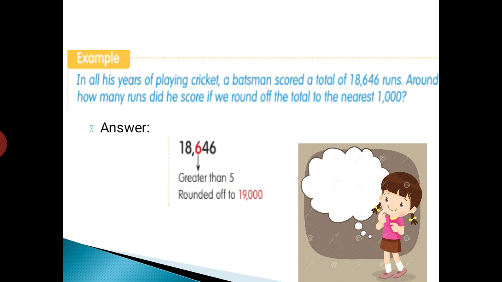So 1 will be added to the thousands place. Here 8 is at the thousands place, so 1 is added to the thousands place. So 8 becomes 9, and all the digits to the right of it will become 0. So the rounded off number of 18,646 is 19,000, because this is nearest to 19,000.